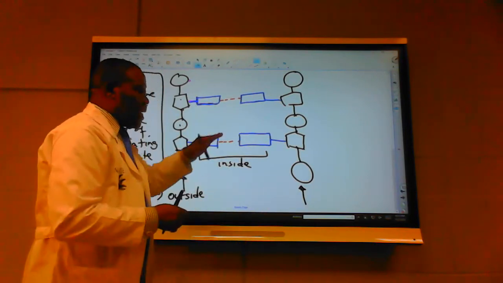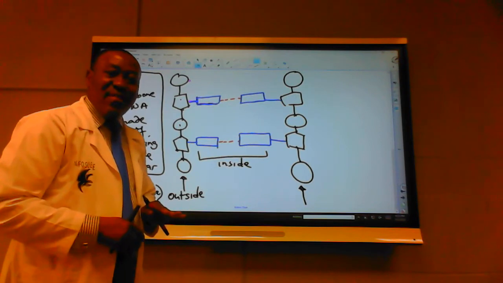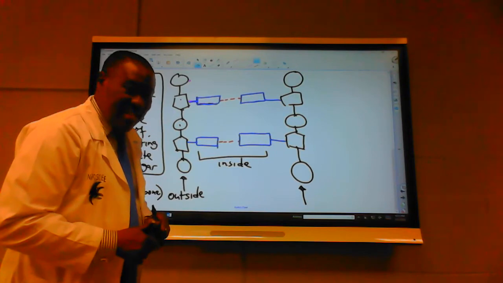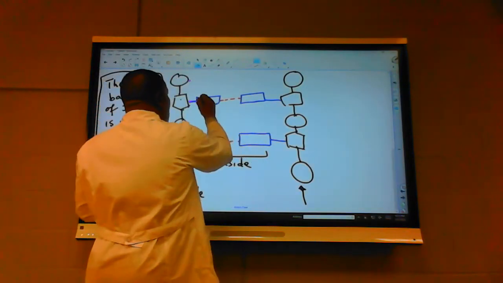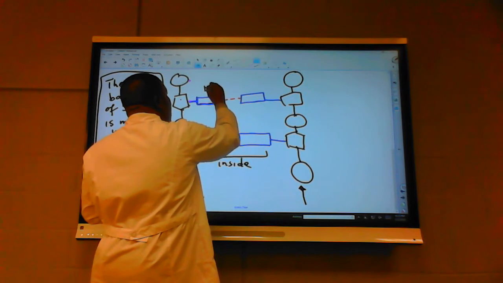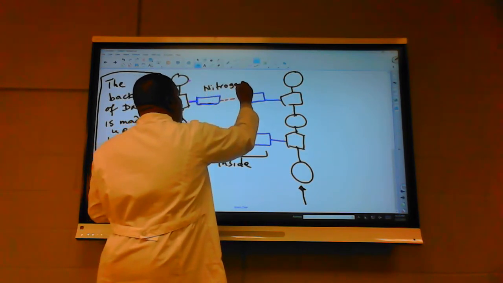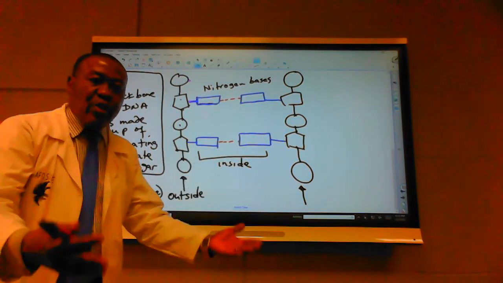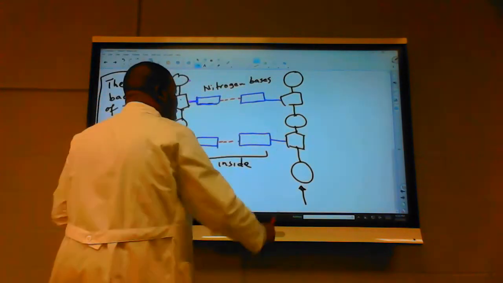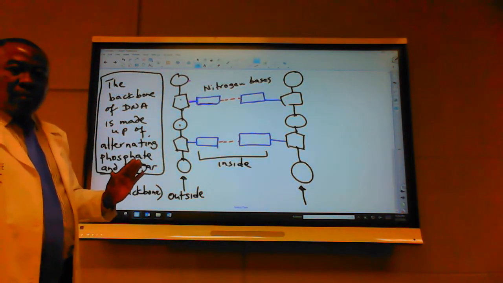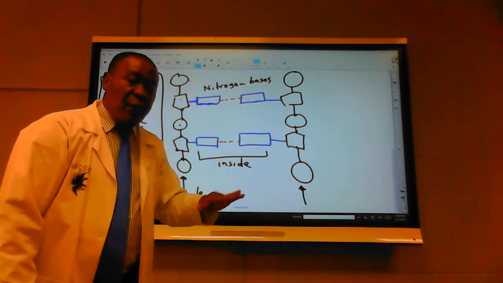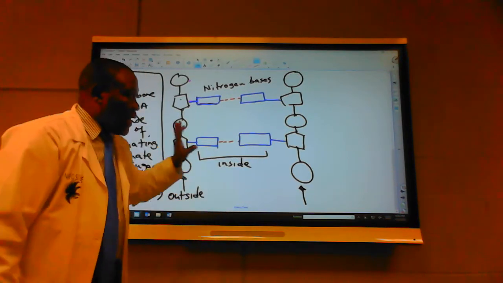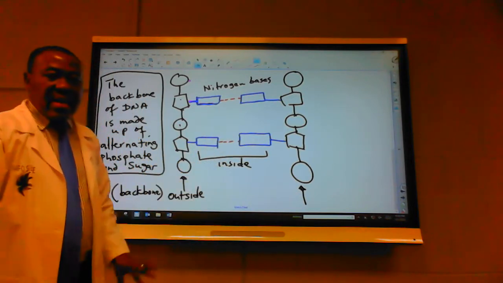Okay? All right, now let's go to the inside. What's the inside of DNA made up of? Remember what these blue things are called? Yes. So the blue, the inside, altogether are called the nitrogen bases. So the inside is made up of what? Nitrogen bases. The outside is made up of what? Phosphate and sugar. Are the phosphate and sugar alternating? Phosphate, sugar, phosphate, sugar? Yes.